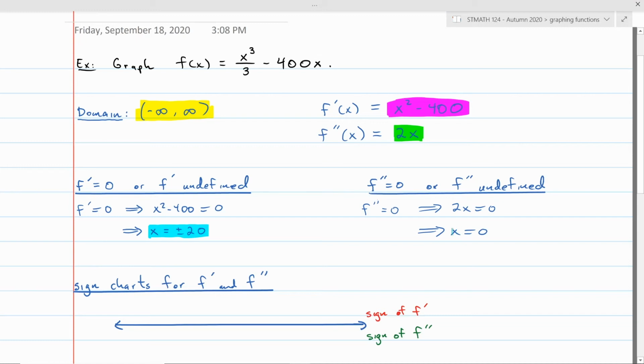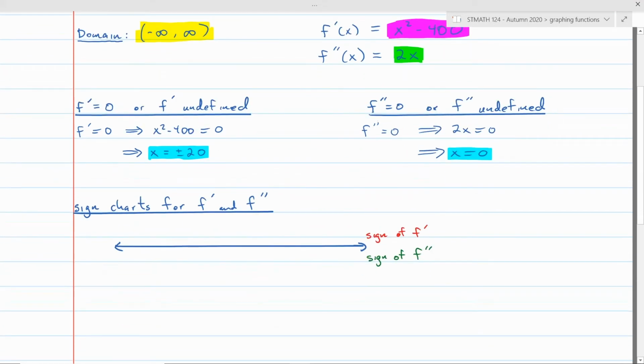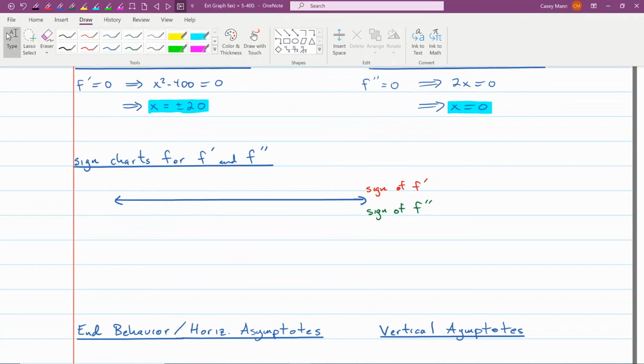And we've also got this x equals 0, which is a possible inflection point. So that's the place where the function may change from concave up to concave down or vice versa. So let's make a sign chart for f prime and f double prime. I think we could do this on one number line here if we are careful about it.